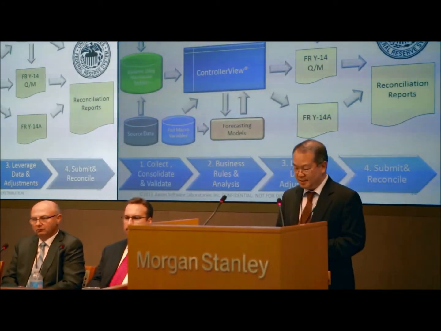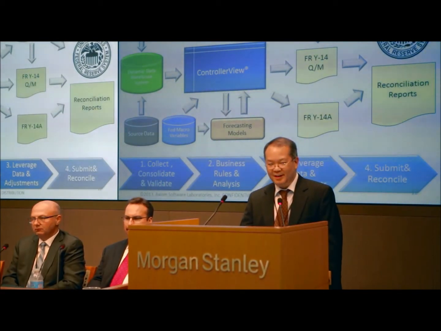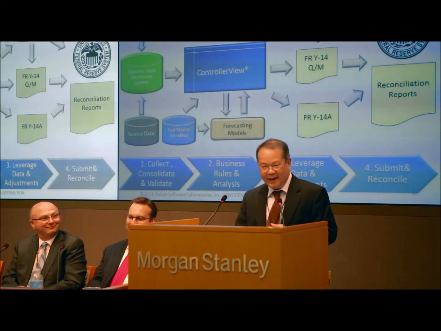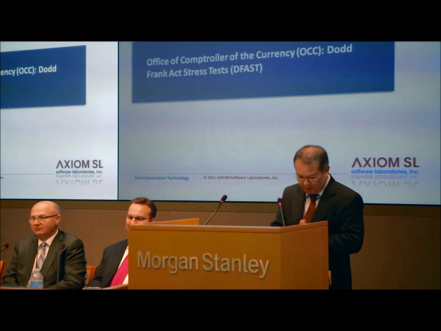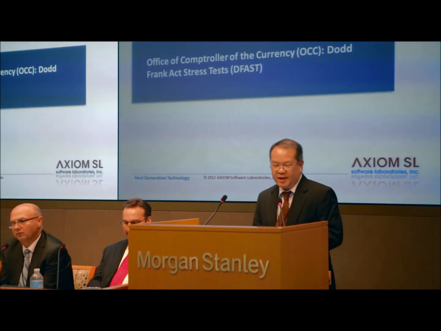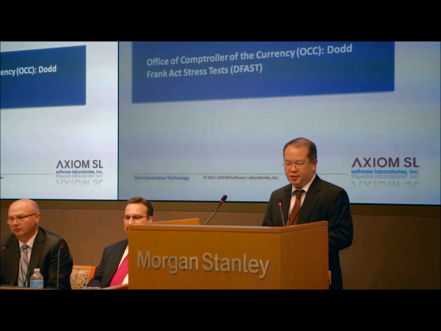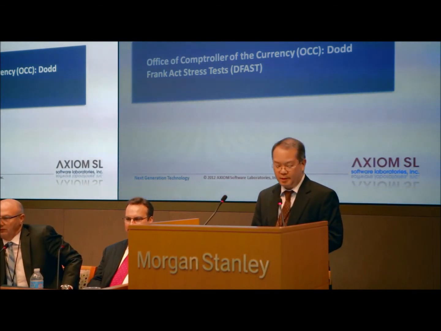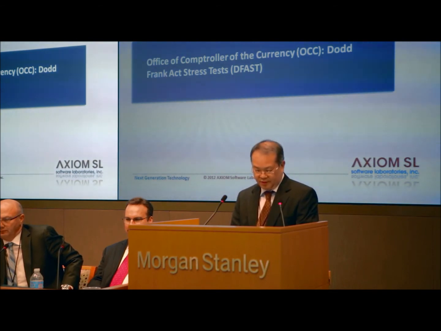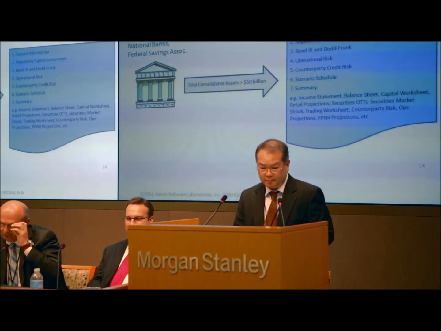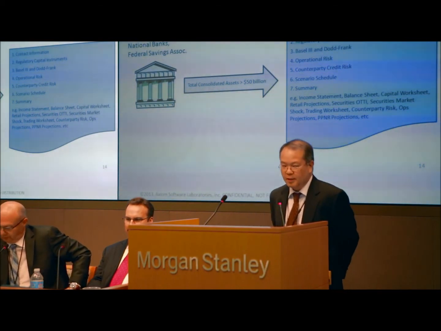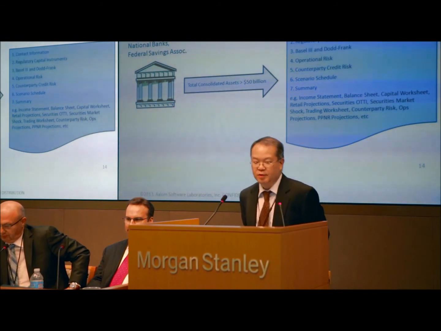But wait, this is not the end of CCAR, unfortunately. I wish I could say this is it, you don't have to worry about it, and this is enough already, right? In addition to the bank holding company reports, you also have to file a Dodd-Frank stress test report to the Office of the Comptroller of the Currency. For those of you who have national bank or federal savings entities, you're going to have to file this report if you have total consolidated assets greater than $50 billion. The nice thing about it is this is referred to as the DFAST 14A report.